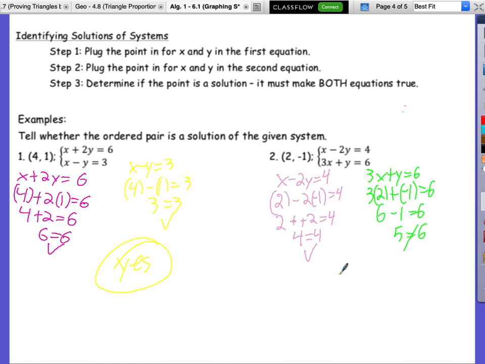So the last one was a solution because it worked in both. Is this one a solution? No. So our answer is just very simply no. This system has a solution, but this is not it. So it's not that there is no solution. It's just that this is not it. So you say, is this a solution? No. Does that make sense, the difference between no solution versus this just not being the solution? Yes. Okay, good. Let's go ahead and flip that page there.